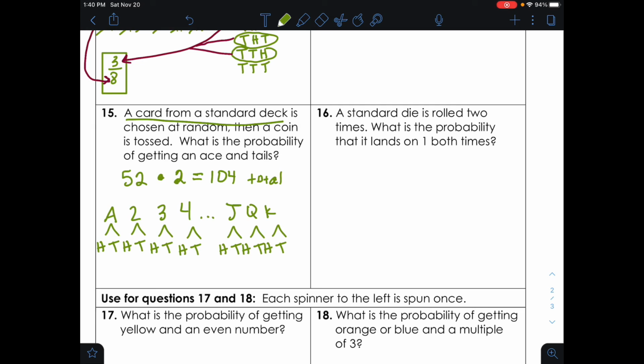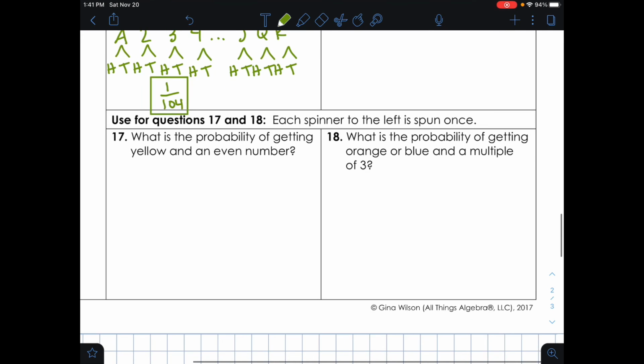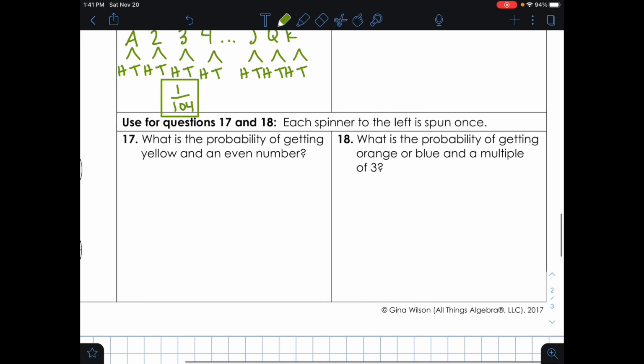Okay, so there's only one option that has ace and heads, and that's this option right there. So that would be 1 out of 52. I'm sorry, 1 out of 104. Okay. All right, number 17.